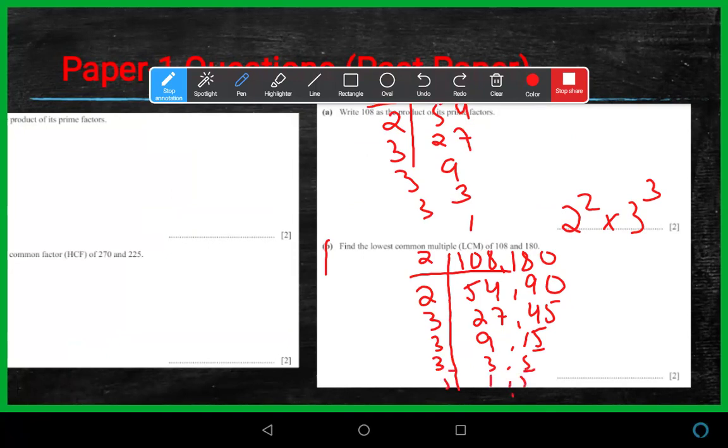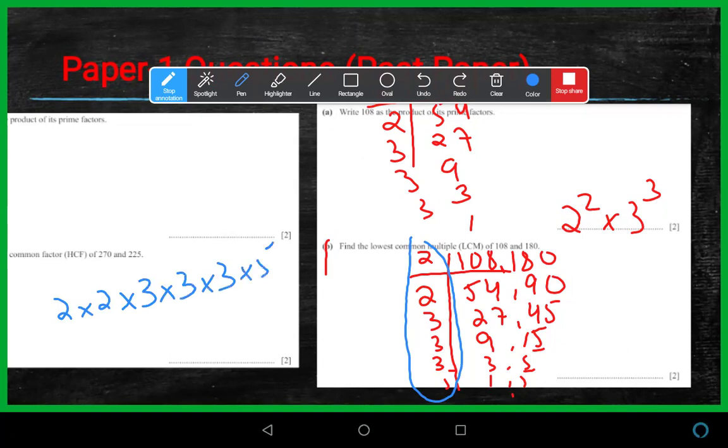So the numbers we have got by solving 108 and 180 together are 2 multiplied by 2 multiplied by 3 multiplied by 3 multiplied by 3 multiplied by 5. We just need to multiply all these numbers to get the LCM. 2 2s are 4, 4 3s are 12, 12 3s are 36, 36 multiplied by 3 will be 108, 108 multiplied by 5 will be 540. So the LCM will be 540. I hope you get how to find LCM.